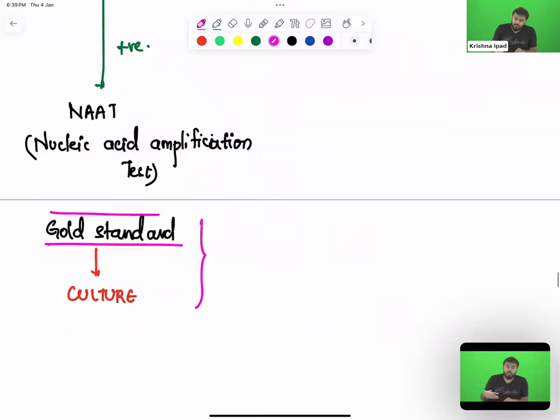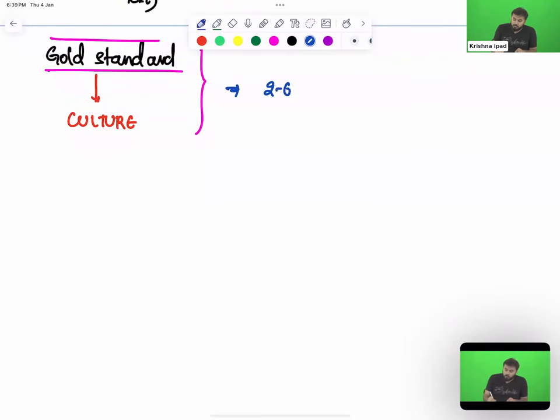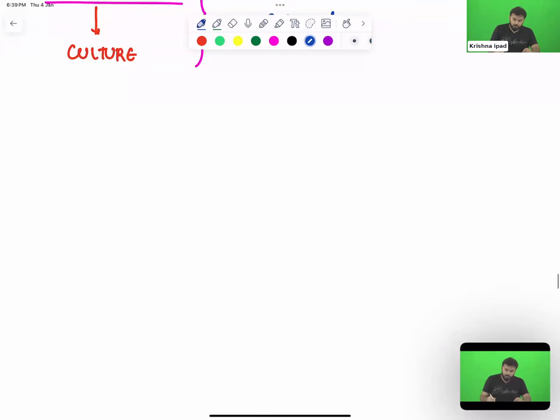The reason is that the results would take around 2 to 6 weeks to come. Because you take the sputum sample, you have to detect bacteria first, you have to grow the bacteria. For this bacteria to grow, it would take around 2 to 6 weeks. Everyone is clear? Till here, all of you understood? Quickly tell me.